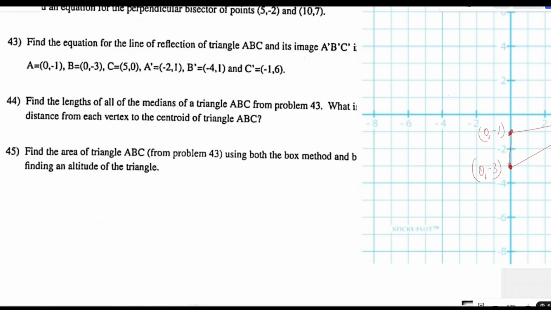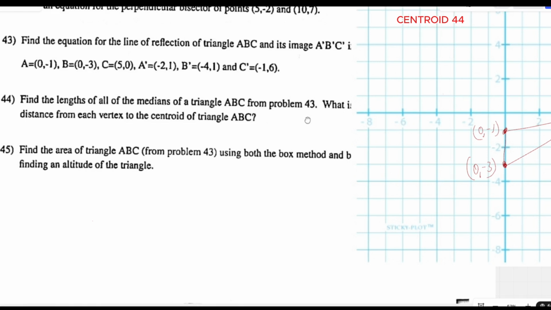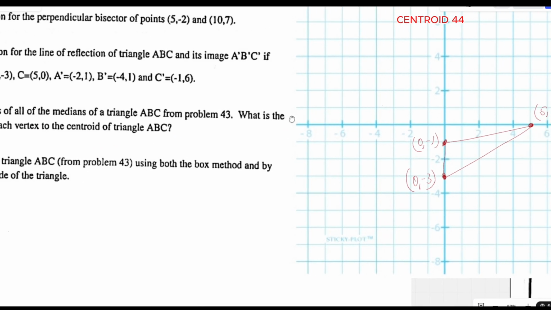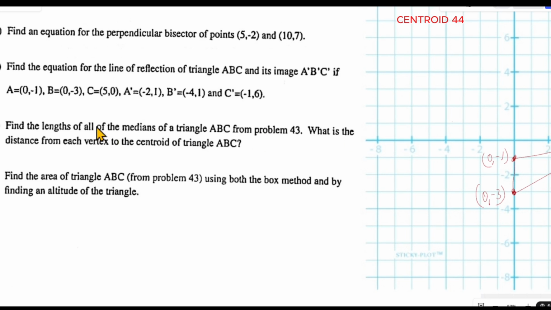This problem might be the worst one yet. Find all the lengths of the medians. So that means I've got to calculate 3 medians. Yuck. Maybe it won't be that bad. What is the distance from each vertex to the centroid? So that means I have to find the centroid, which means I do have to find 2 medians. Yeah, this one's terrible. There's no way they could give you this on the test. It's just too long. You don't have time to do this problem.